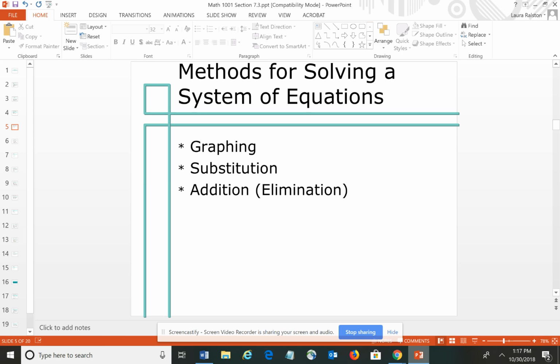And honestly, it depends on some people like substitution better than they do addition. Graphing is probably the least accurate of the three, so it tends to be the one that we kind of omit and focus primarily on the algebra. We're going to take a look at all three methods in separate videos so that I have ample time to show you how to work through them.